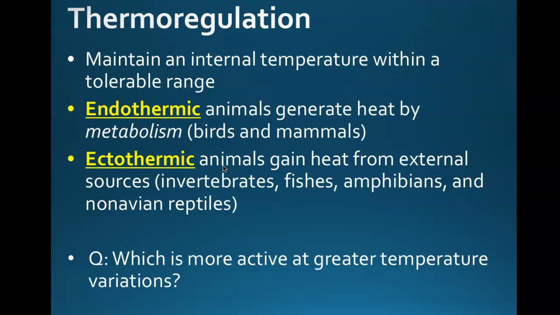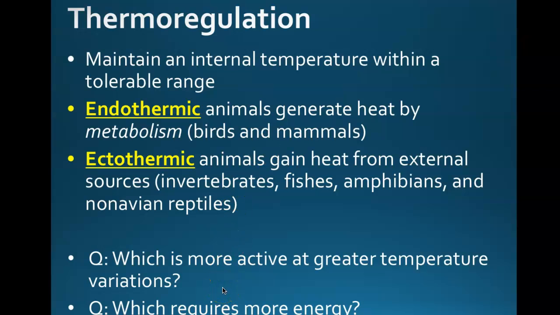And so which is more active? So you have your endotherm that's going to generate heat by metabolism, your ectotherm that's going to gain heat from external sources. So endotherm, think of you as a human. Ectotherm, think of a lizard laying on a rock, a really warm rock. Which one is more active at greater temperature variations? Which one requires more energy? So the one that is more active at greater temperature variations would be your endotherm, because it's not relying on the environment to help regulate its temperature.